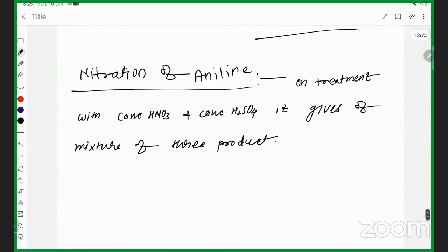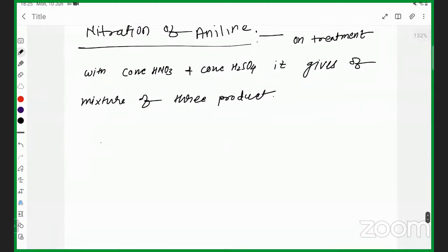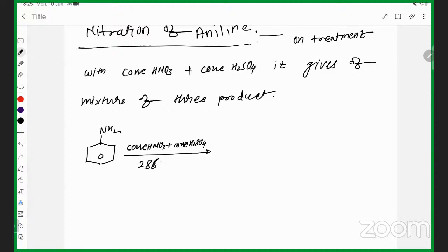How is it going to give a mixture of three products? See this one: this is the NH2. We are using the nitrating reagent, that is concentrated HNO3 plus concentrated H2SO4. The temperature is not very much required, 288 Kelvin. So it is going to give three products. What are these three products, if I ask?